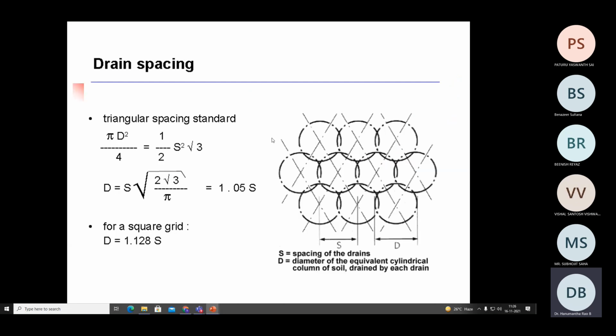Another important design parameter is the drain spacing. Drain spacing is related with the drain diameter depending upon the pattern. Generally, two varieties of patterns are commonly used, that is a triangular pattern and a square pattern. In case of the triangular pattern, the diameter is related with the S by 1.05, while in case of the square pattern, the diameter is related to the spacing by a factor of 1.128. Where D is the diameter of the equivalent cylindrical column of soil, S is spacing between the two PVDs.